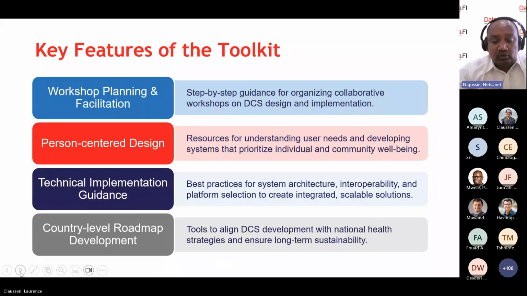And finally, it also has some features around country-level roadmap development. We have included some content around how we can map out the toolkit plan with the specific steps needed to implement the digital community system at the national level. It ensures that each country has a tailored plan aligned with a broader digital health strategy, as well as the goals that have been articulated in the broader health and social services strategic plan. Next slide, please.